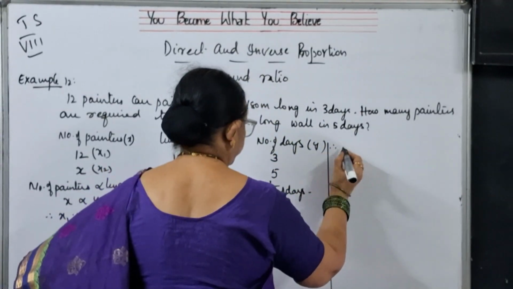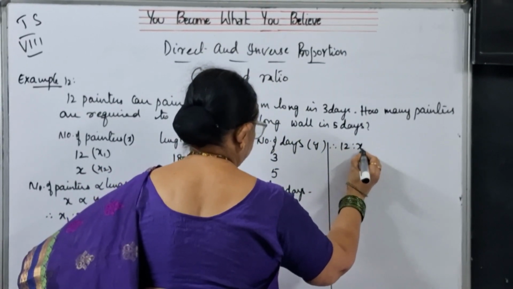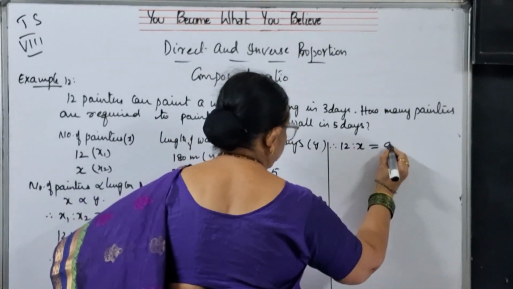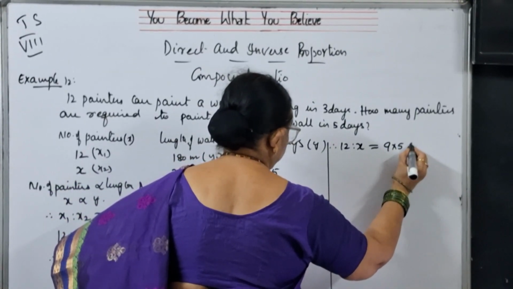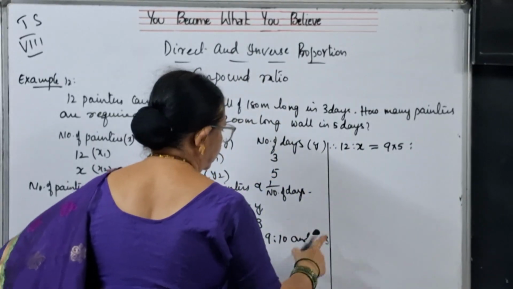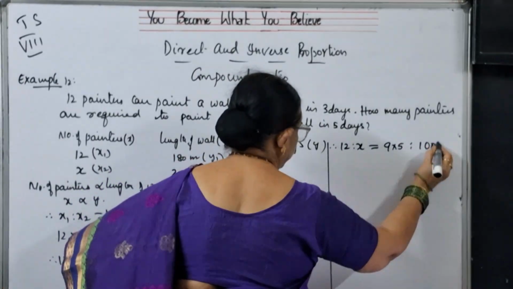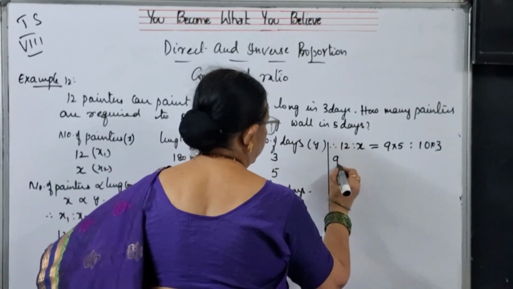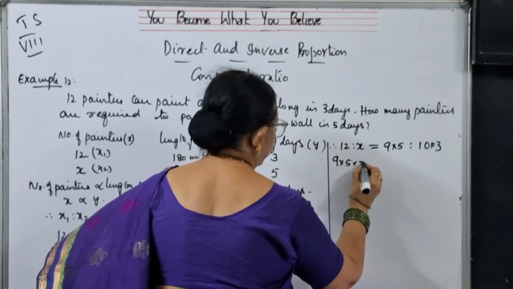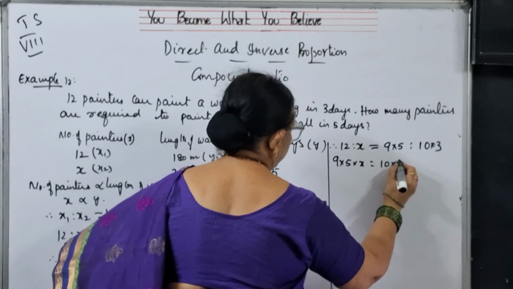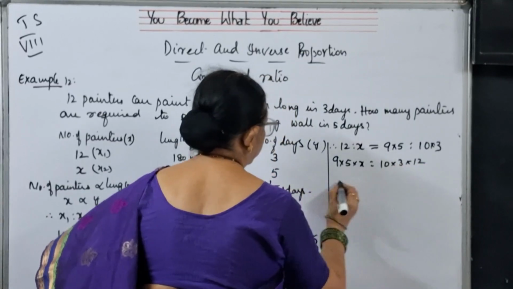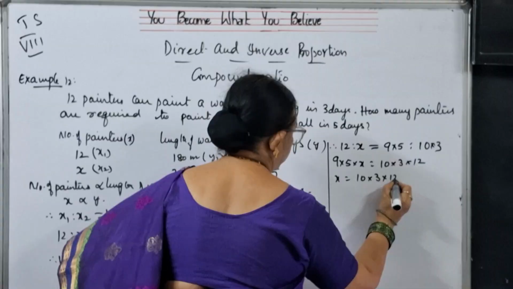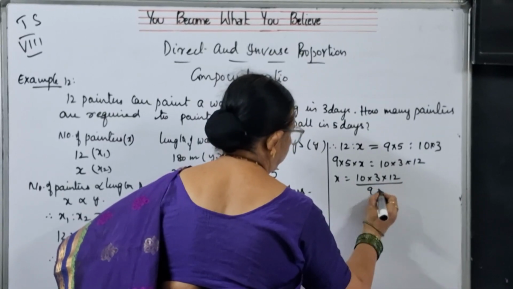Therefore, 12 is to x is equal to the compound ratio of 9 into 5 (antecedent into antecedent) is to consequent into consequent, 10 into 3. So 9 into 5 into x is equal to 10 into 3 into 12. So what is x? 10 into 3 into 12 by 9 into 5.